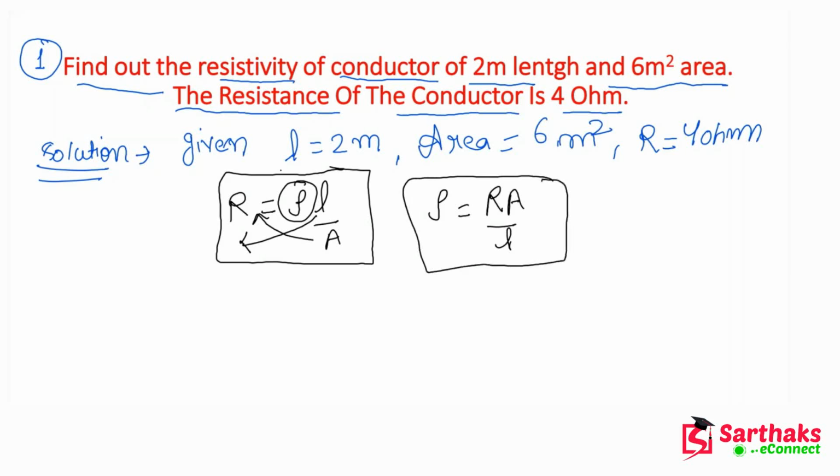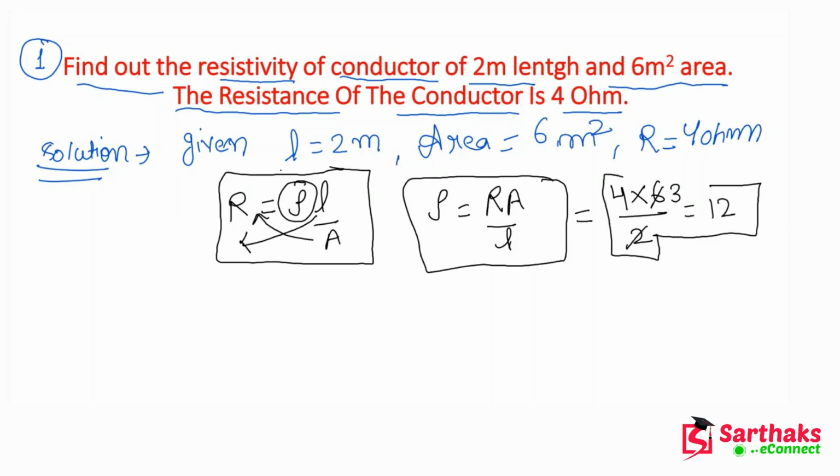That will be what? Rho equals RA by L. So if I put the value of R here, it will be 4. If I put the value of A, that is 6, and the value of L is 2. Now if I cancel it out, it will cut 3 times. Now 4 3s are 12. So basically the value of resistivity is 12.